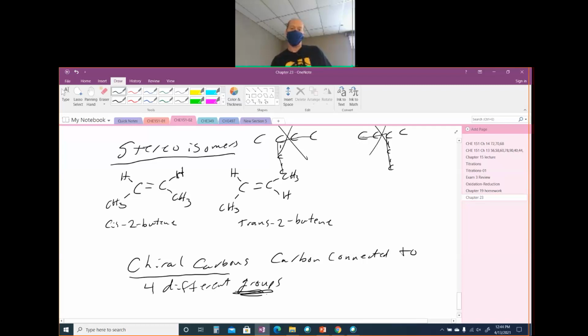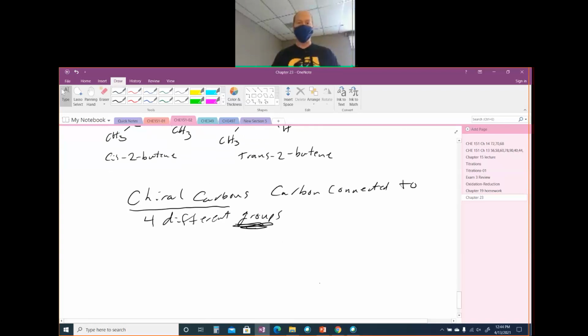All right, and so groups is important because if you have it attached to a methyl and you attach to an ethyl, those are different groups. Both attached to carbon, but different groups. You have a methyl group and you have an ethyl group. All right, and so if you have a chiral carbon, the mirror image would not be the same. It is not superimposable. So let's do an example of a chiral carbon. All right, and so you have to have 4 different groups connected, which indicates that the carbon has to be an sp3 carbon and tetrahedral.